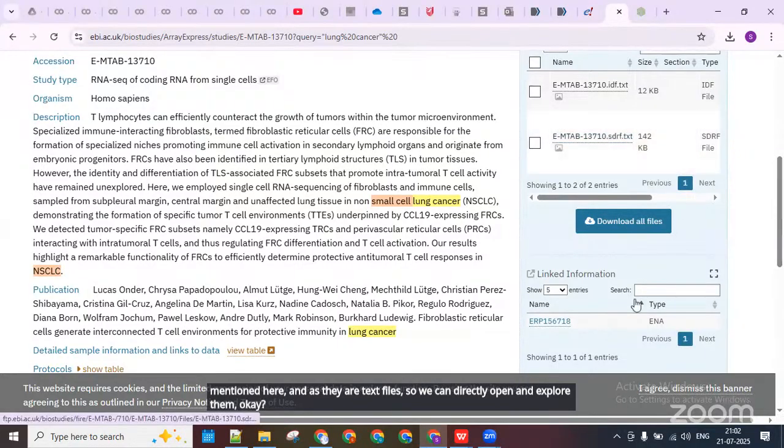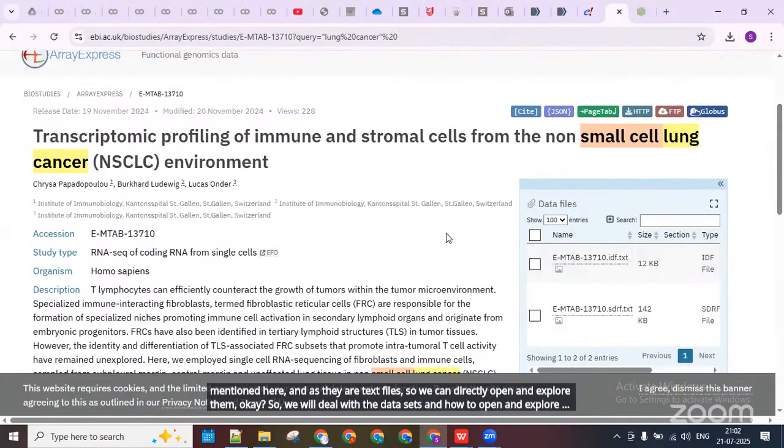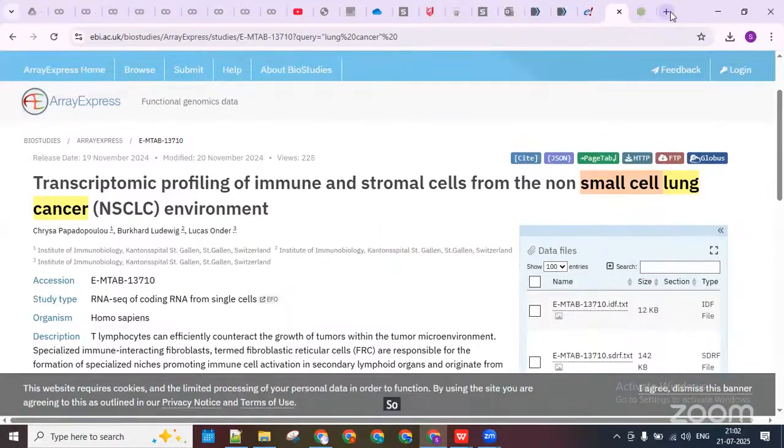Okay, so we will deal with the data sets and how to open and explore the data later. But right now, today we had the session for exploring the databases. So that is the databases.